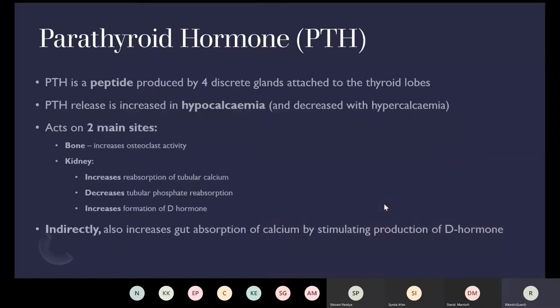So parathyroid hormone is a peptide produced by the parathyroid glands, which are attached to the thyroid lobes. You get release of parathyroid hormone in response to hypocalcemia, and of course it's decreased in hypercalcemia. Parathyroid hormone has effects in two main places. When it's secreted, it acts on the bone by increasing osteoclast activity, and so that releases calcium into the bloodstream. In the kidney, you get increased reabsorption of calcium in the tubules, decreased phosphate reabsorption, and it increases formation of D hormone as well. Parathyroid hormone also indirectly increases gut absorption of calcium by stimulating production of D hormone.